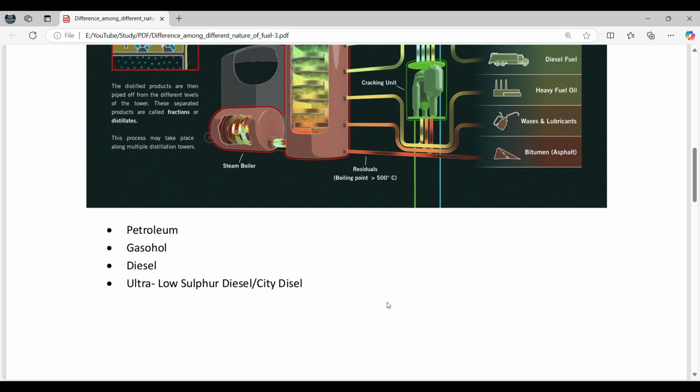Coming to the fourth type, ultra low sulfur diesel or the city diesel. This is extremely the pure form of the diesel. Through the combustion of this diesel, fewer pollutants are spread in the atmosphere because of the low sulfur presence in it. So it can be used frequently in almost all cities of Europe. So it is also called a city diesel.